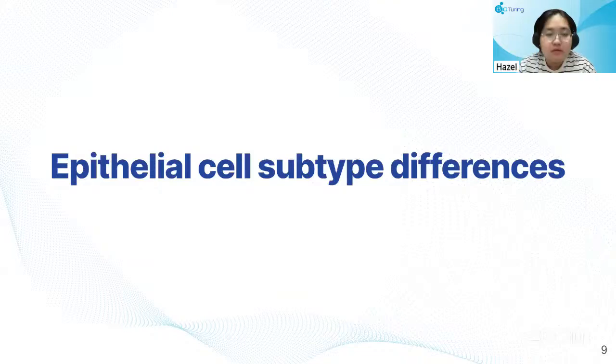This is the second part of our presentation, where we just showed you that epithelial cells, and AT type 1 and type 2, are the main players in the disease. And now we want to go a little bit deeper into what specific epithelial cell subtypes we see in the disease and their differences.